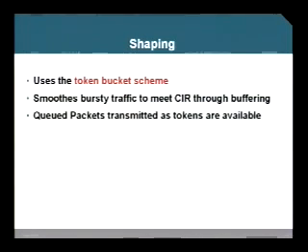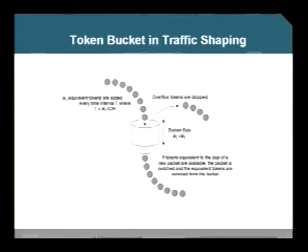Shaping, as again we've seen earlier, uses the token bucket scheme as well, except that the buffering or queuing kicks in when there is non-conforming traffic. It again goes back to the availability of tokens for sending packets out, and whenever you don't have tokens, the queuing aspect kicks in. This is a similar illustration for traffic shaping.